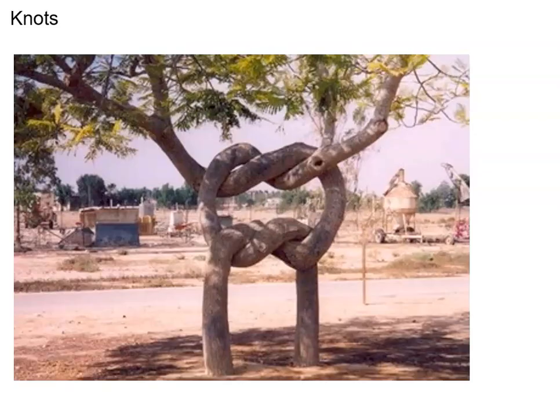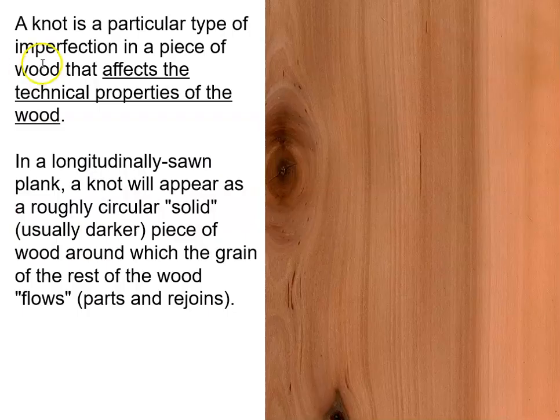Okay, knots. Very important subject. All right, a knot is a particular type of imperfection in a piece of wood that affects the technical properties of the wood. Very important. In a longitudinally sawn plank, a knot will appear as a roughly circular solid right there, usually darker, and then the wood grain flows around it and rejoins. So this is what we call the wood grain. These striations running down, and then they'll move around the knot, kind of like water moving around an island in a river, for instance.